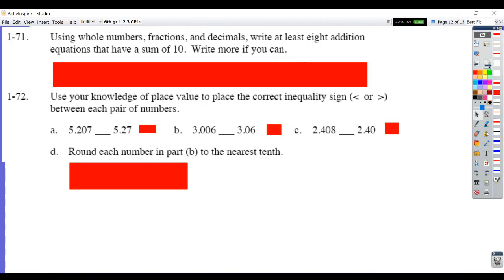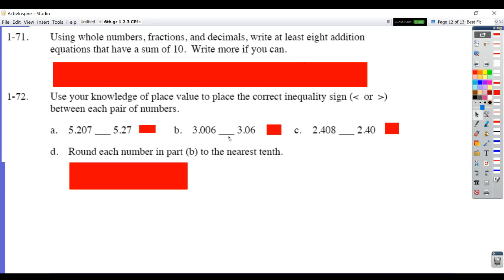For 171, they want you to write at least 8 addition equations that have a sum of 10. You can think about simple things like just 9 plus 1, but you're also allowed to use fractions. You could think of a mixed number plus another mixed number to equal 10. You could think about decimals that would add up to 10. So real simple addition equations that have a sum of 10, and you do not need to write more than 8. 8 is fine.